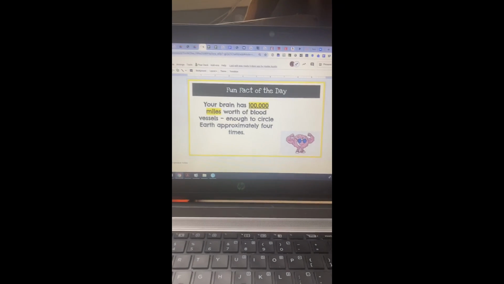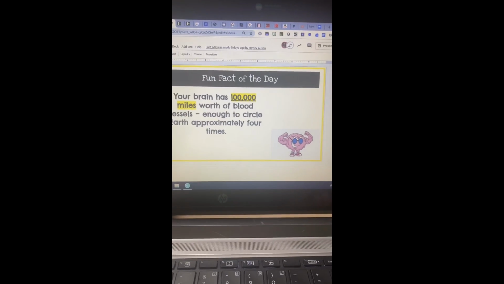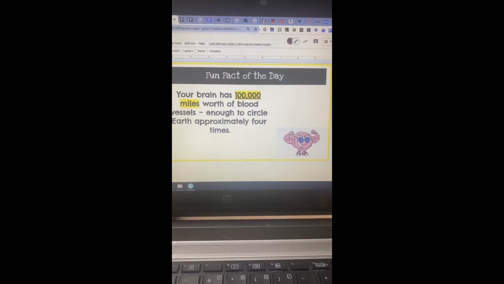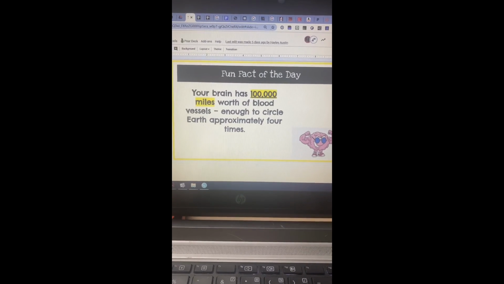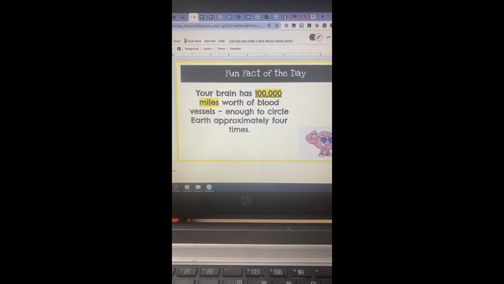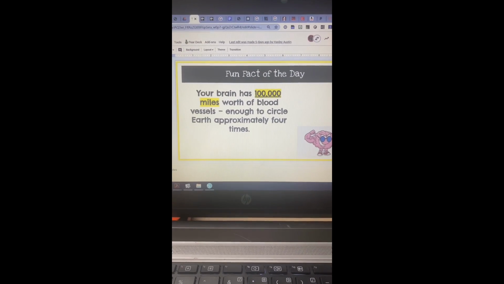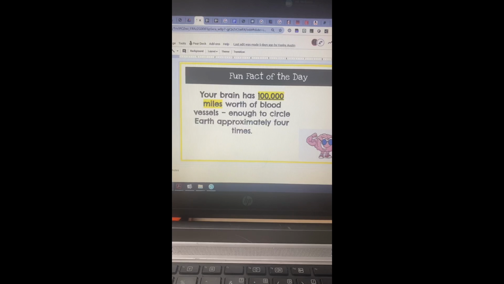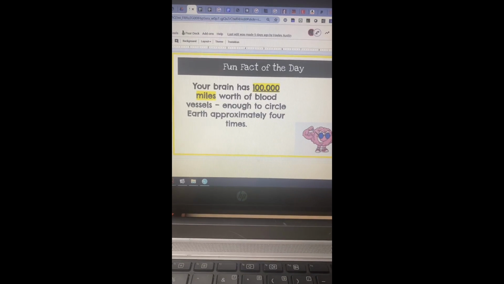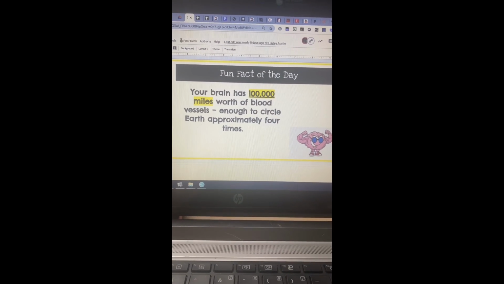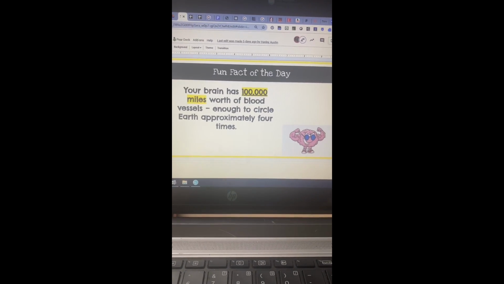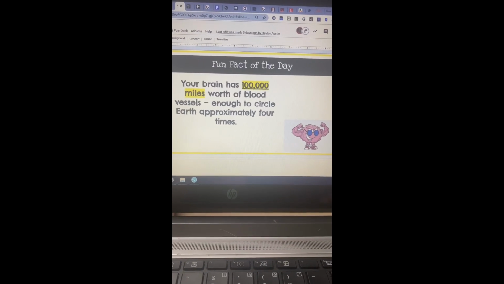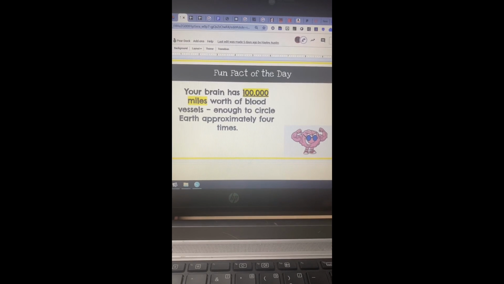Your fun fact for the day is your brain has 100,000 miles worth of blood vessels. That's enough to circle the earth approximately 4 times. Your brain, write this down, 100,000. 100, 3 zeros. Miles worth of blood vessels.